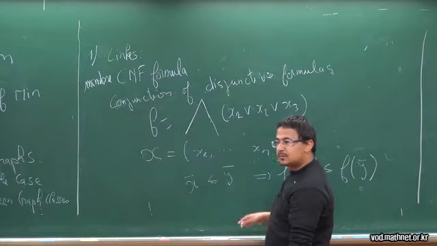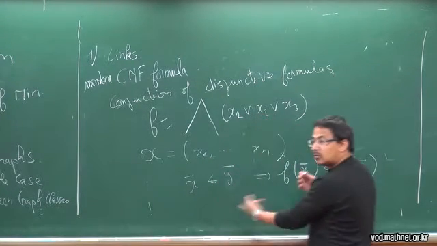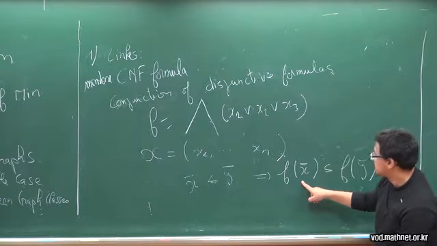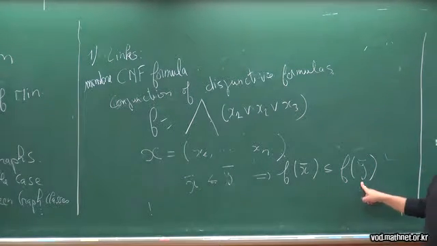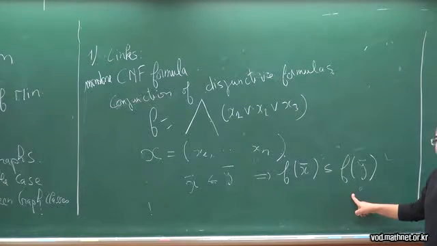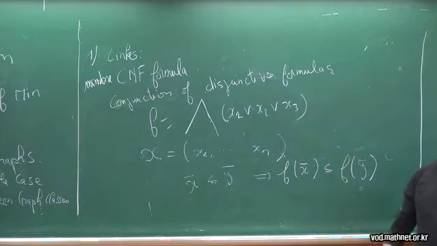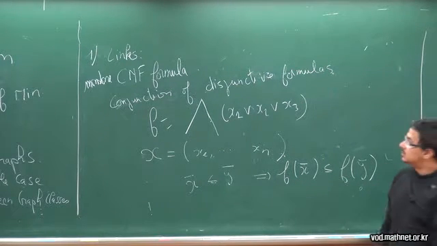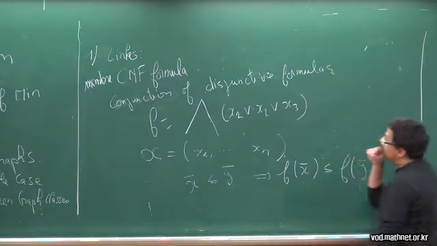So f of x is either true or false. If f of x is true, then f of y is true. And if f of x is false, then maybe f of y can be true. But once this is true, then everybody above is true. So these formulas are special cases of SAT formulas.